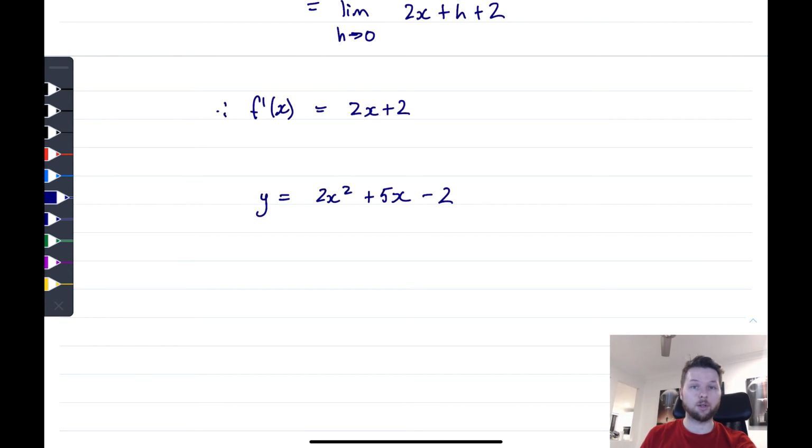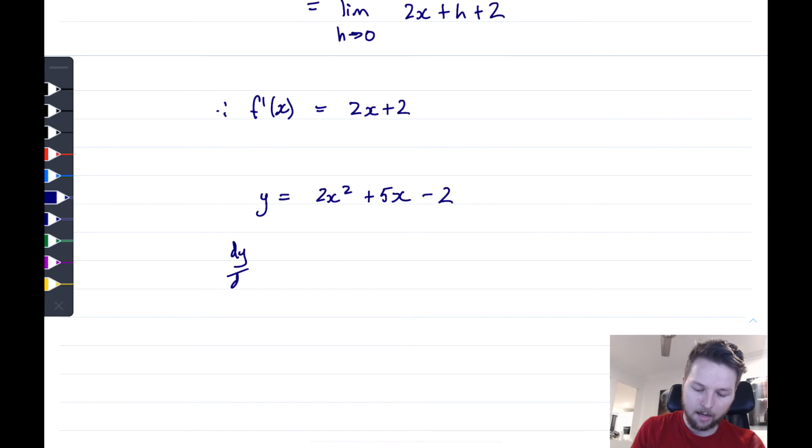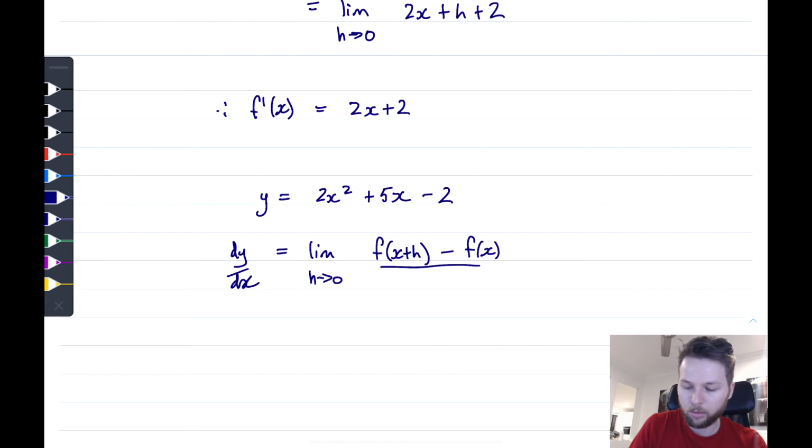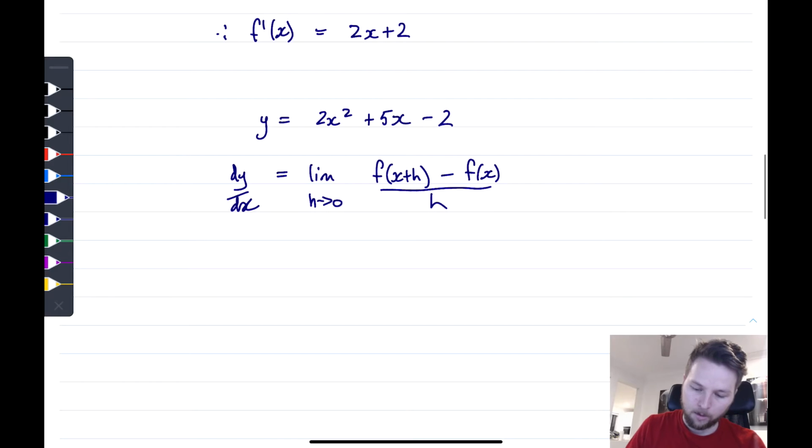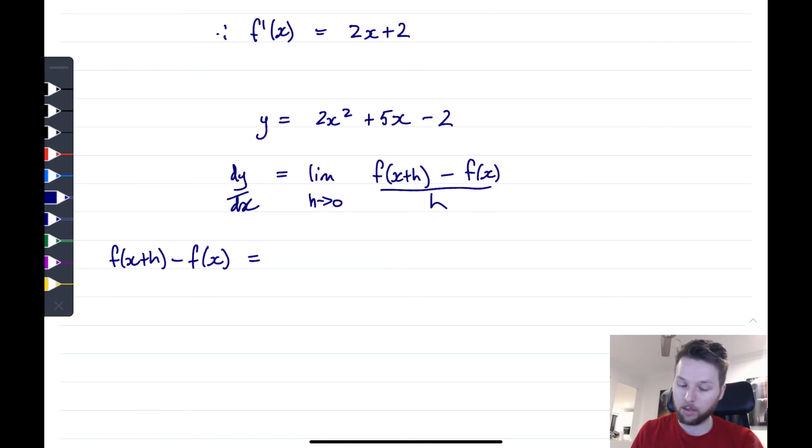I'm going to use Leibniz notation now as well, just for a bit of practice. We can say dy/dx, so that's the derivative of y with respect to x, equals our limit expression. So the limit when h approaches 0 of f of x plus h minus f of x, all divided by h. Okay, same again. I'm going to do my numerator first. I'm going to say f of x plus h minus f of x is equal to, now wherever I see x again, I've got to replace it with x plus h.